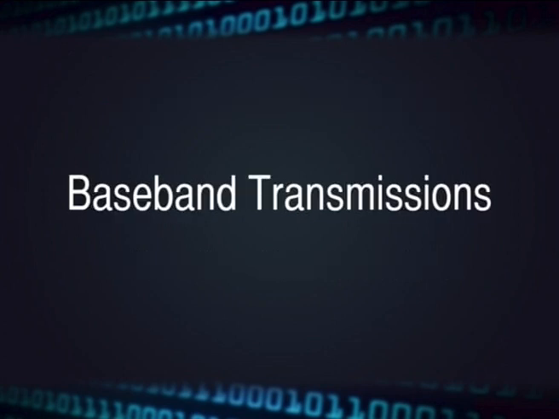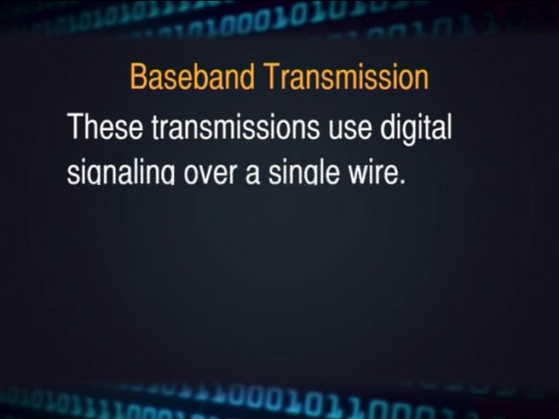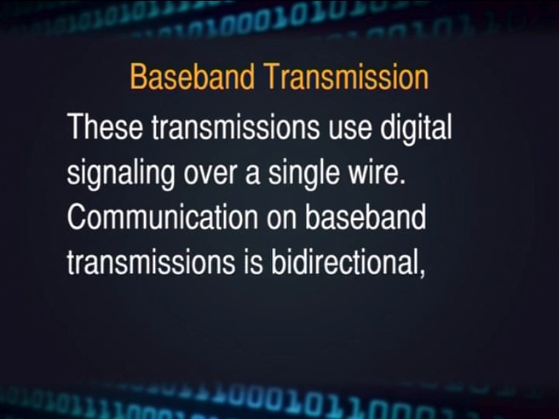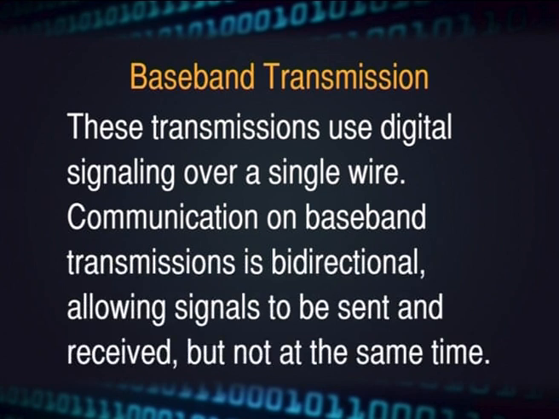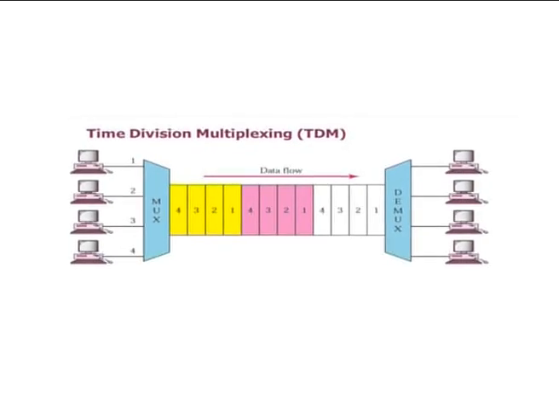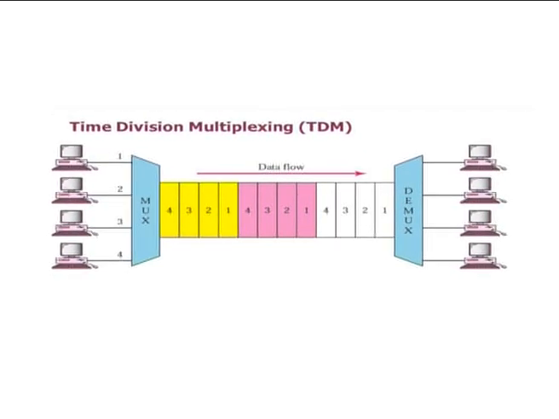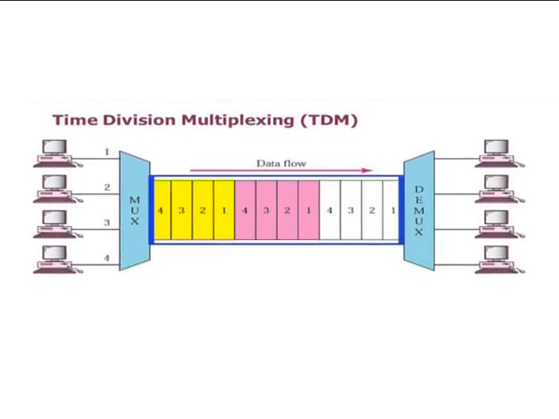Baseband transmissions. These transmissions use digital signaling over a single wire. Communication on baseband transmissions is bidirectional, allowing signals to be sent and received but not at the same time. To send multiple signals on a single cable, baseband uses something called time division multiplexing, that is TDM. TDM divides a single channel into time slots.